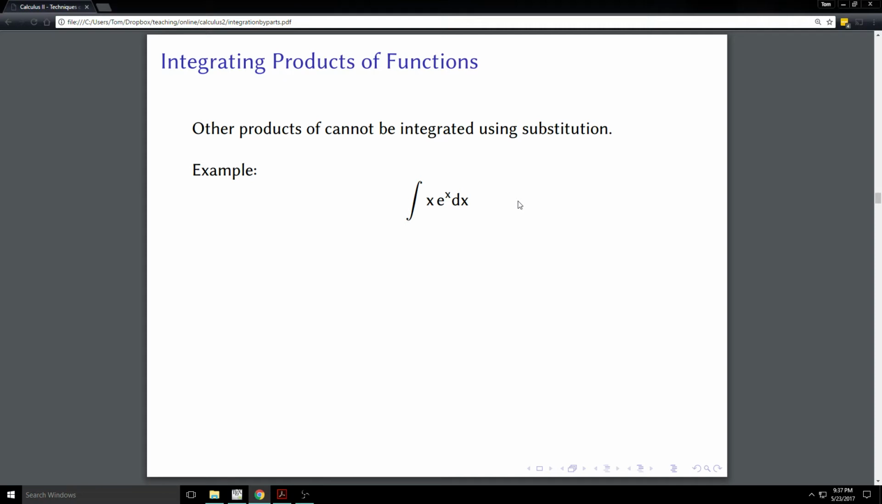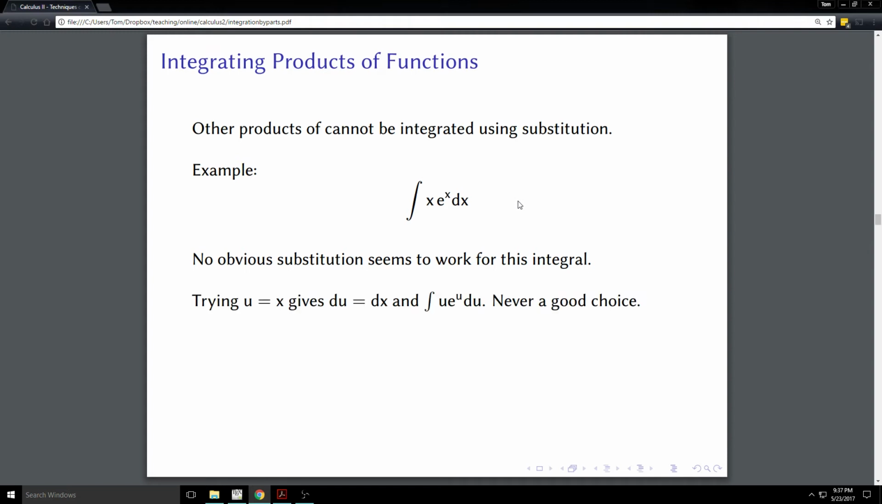And if you can't figure it out after trying a few things, then it probably means there's some other technique that you need to try. So let's just go down that path really quickly. I don't want to take up too much time in this video, but there's no obvious substitution that seems to work for this integral. So if I try u equals x, well, first off, that's never a good choice, right?